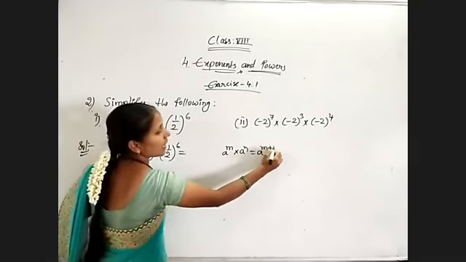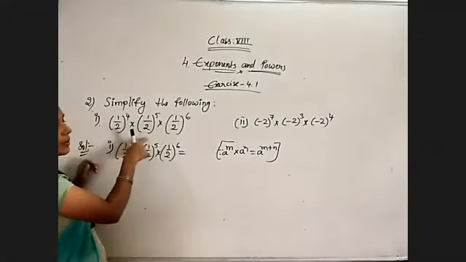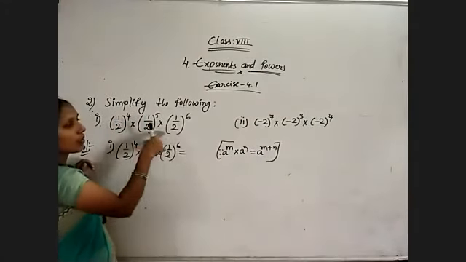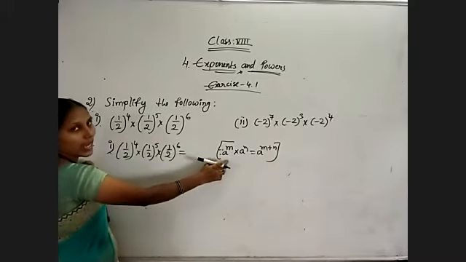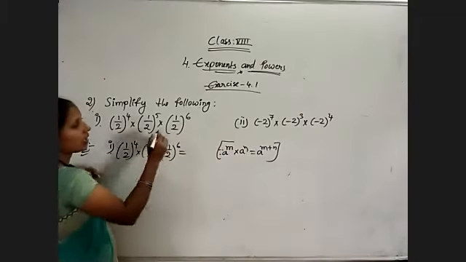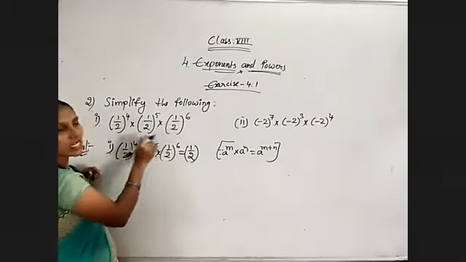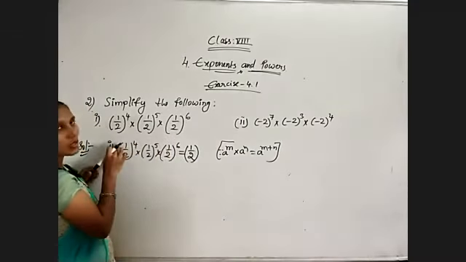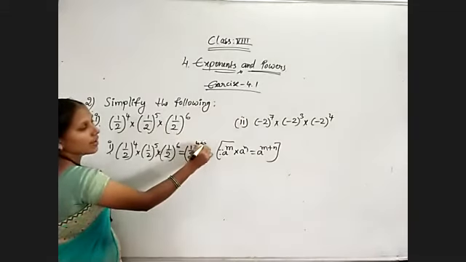A to the power of m plus n. Since it is in the form of a^m into a^n, it is a to the power of m plus n. But here we have 3 values, not just 2, so instead of 2 we must add 3 exponents. The base of each number is 1 by 2, and the exponents are 4, 5 and 6. That means 4 plus 5 plus 6.